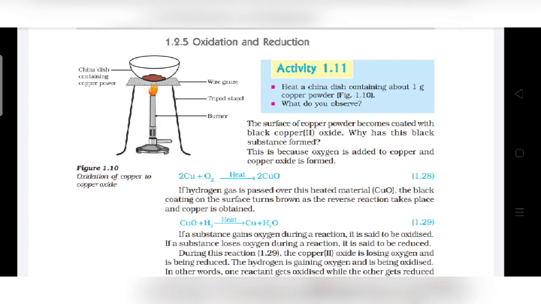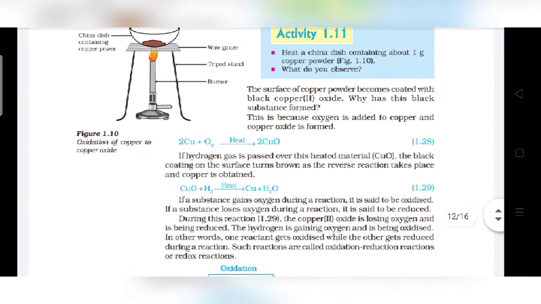If hydrogen gas is passed over this heated material, copper oxide, the black coating on the surface turns brown as the reverse reaction takes place and copper is obtained. Again, let's see the simple equation. What you have to do, take copper oxide, pass hydrogen gas, you will get copper plus H2O.